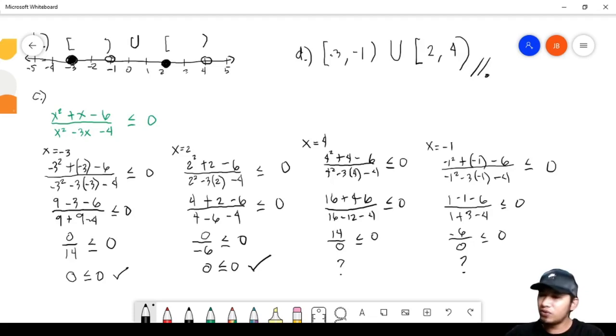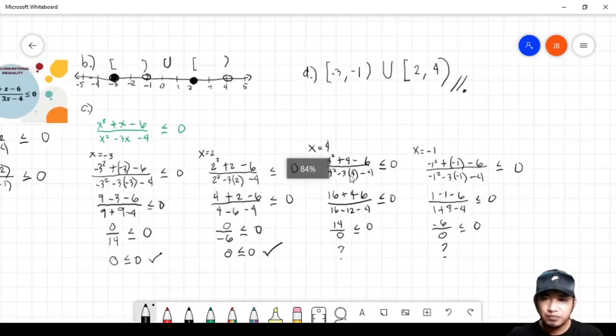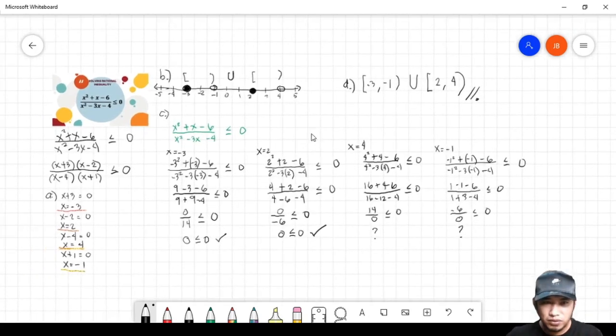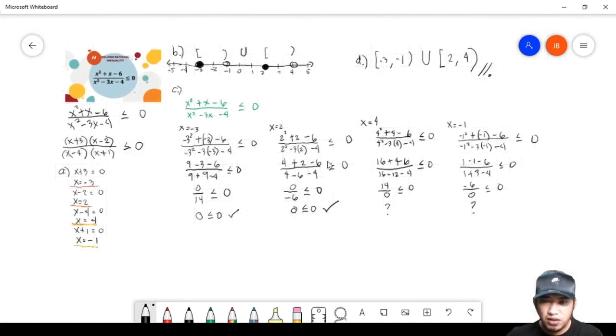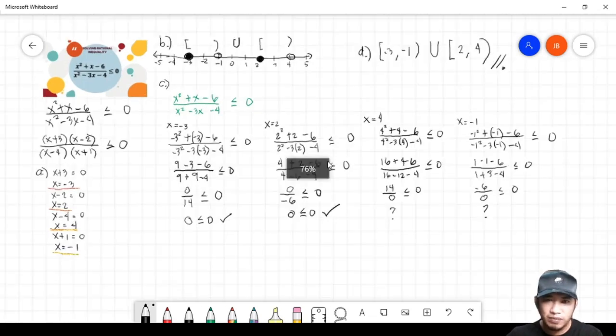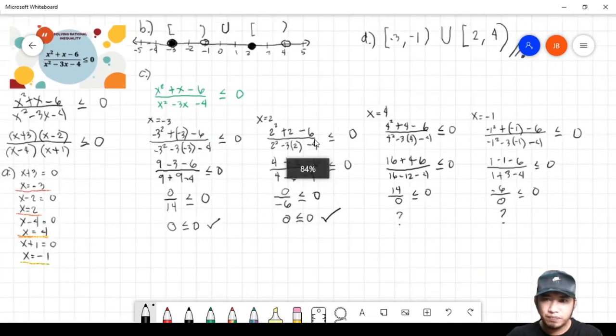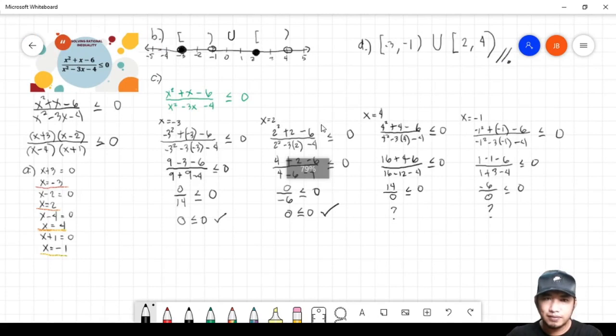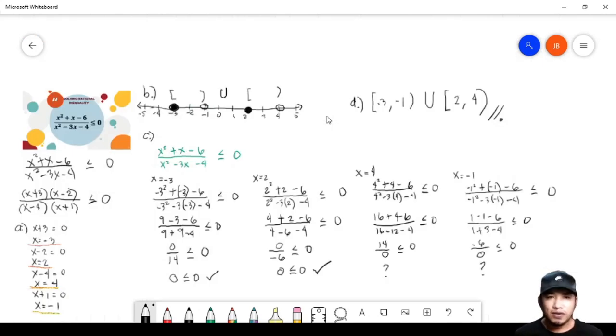So this is the whole solution to the problem. Make a screenshot. That is our solution.